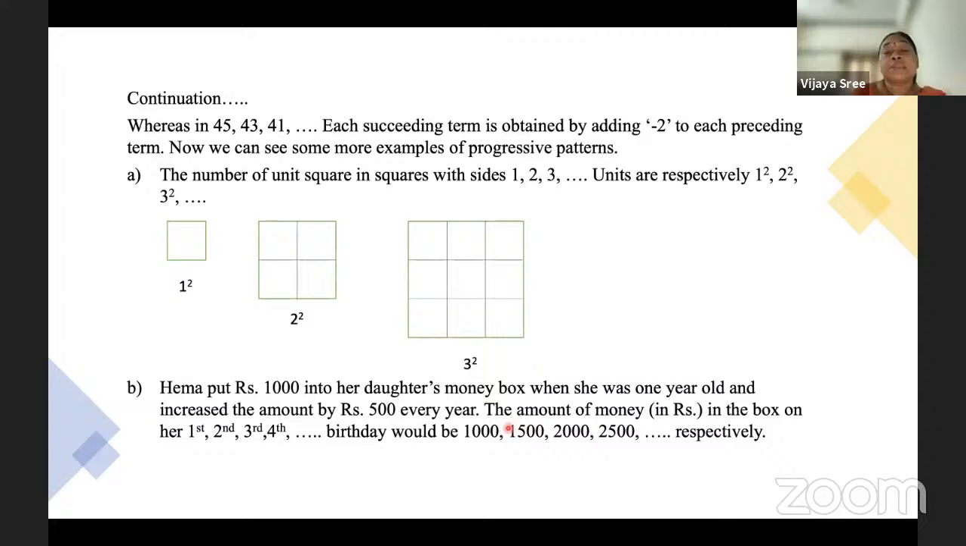Here, each term, 1,000, 1,500, 2,000, 2,500, respectively. Add 500 rupees to the preceding term, we can get the next. Next, add 500 to the preceding, you can get the next, 2,000. This is one pattern.